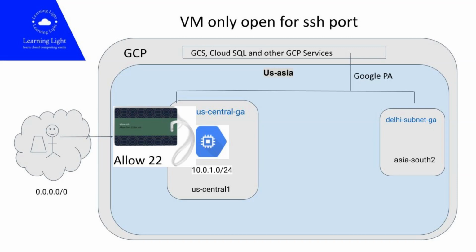So in this lecture, we will create a VM called instance 1 in US Central GA subnet, and will open a firewall to allow port SSH for SSH connection from the outside world. And then we will tag the firewall rule to the newly created instance 1. And we will see how we can make a successful SSH connection from the outside world. So let's get started.